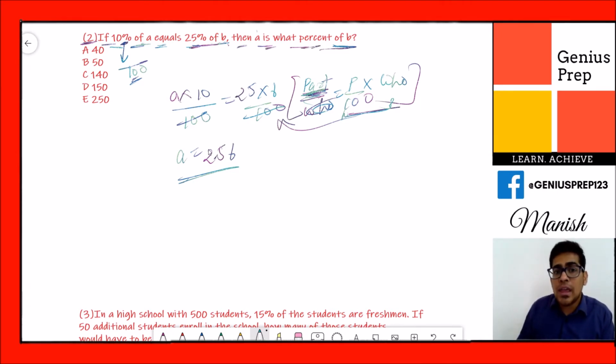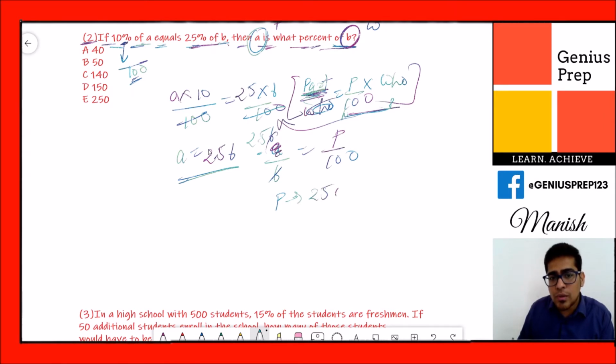So now A here becomes what? The part, and B becomes what? The whole. So you remember, the part A divided by whole is equal to P divided by 100. Okay, so A is what? 2.5B. Okay, you cut this out. So what is this? So now it becomes equal to 250%. So the answer will be option E.